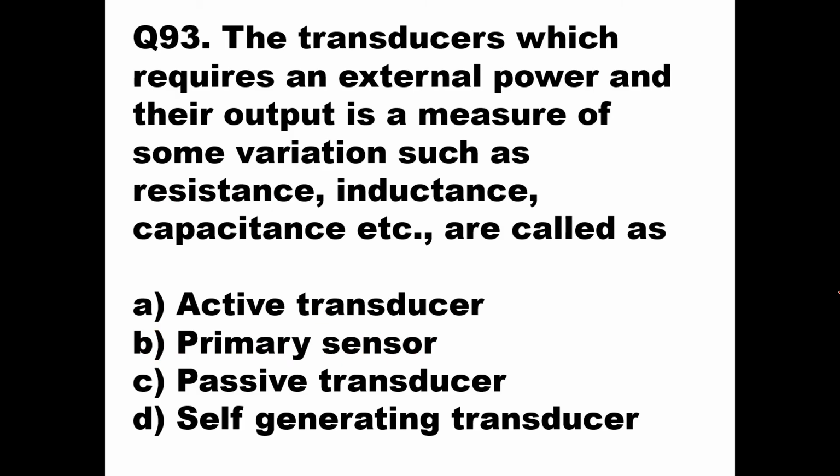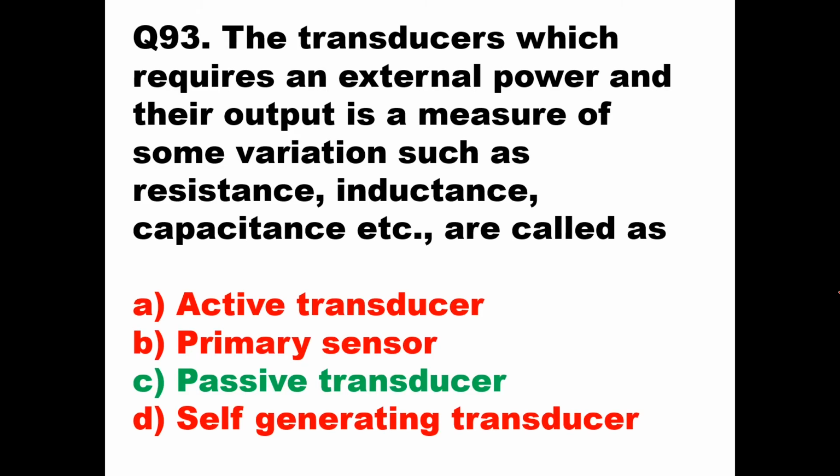The transducers which require an external power and whose output is a measure of some variation, such as resistance, inductance or capacitance, are called as what? The transducer which requires an external power and which varies resistance, inductance or capacitance is a passive transducer. The transducer which does not require an external power is an active transducer. So for this question number 93, the answer will be passive transducer.